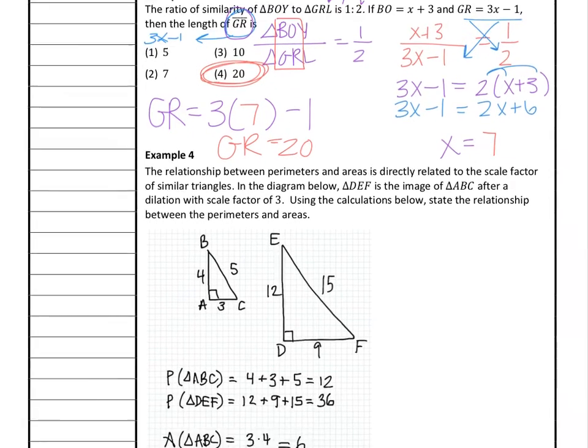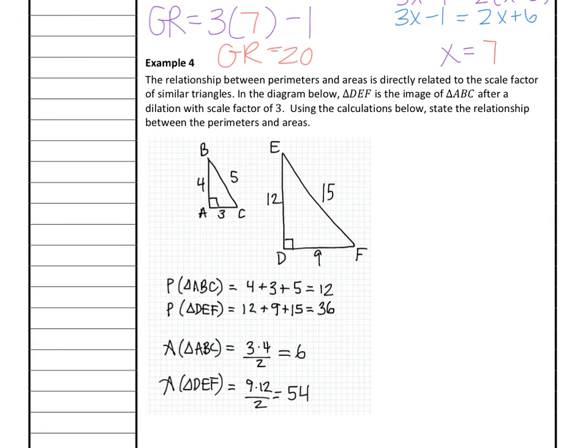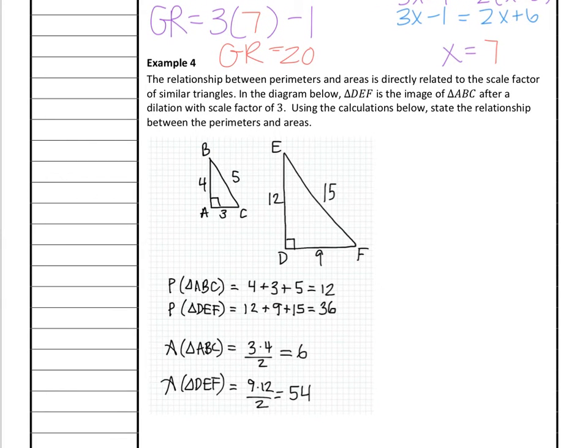If you take a look down here at example 4, we're taking a look at the relationship between perimeters and areas, and it actually tells you that it's directly related to the scale factor of similar triangles. In the diagram below, we have triangle DEF, which is the image, so you should label this as new. And it's the image of triangle ABC, which is old. After a dilation with a scale factor of 3, using the calculations below, state the relationship between perimeter and areas. And we're relating it back to the scale factor, not to one another, but back to the scale factor.